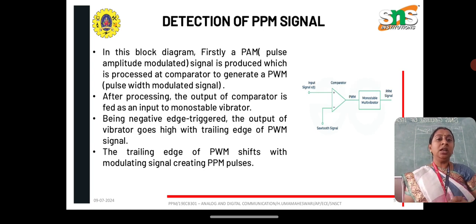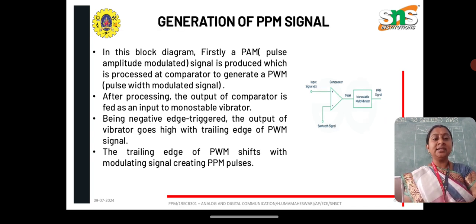signal. Then, for the detection of pulse position modulation, the signal produced is processed at the comparator to generate the PWM signal. After processing, the output of the comparator is fed to the input of the monostable multivibrator. Being negative edge triggered, the output of the vibrator goes high with the trailing edge of the PWM signal. The trailing edge of the PWM shifts with the modulating signal, creating the pulse position modulation signal.